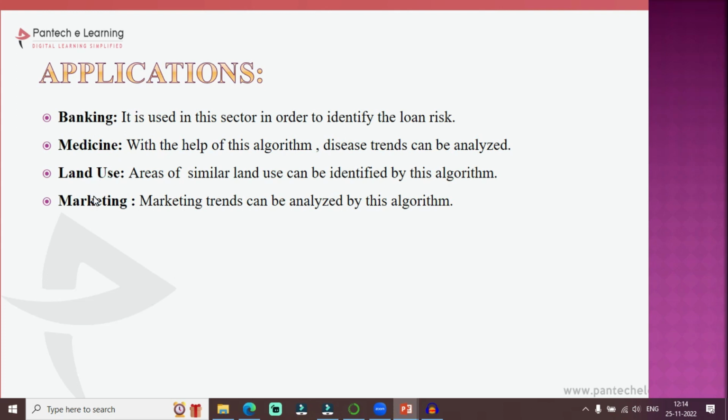It is used in land use. Areas of similar land use can be identified by this algorithm. Marketing trends can be analyzed. All these are the different applications of this random forest algorithm. Whenever I want to identify the loan risk, it is used in the banking sector, medicine, land use, marketing. Marketing trends can be analyzed by this algorithm. In the banking sector, it is used to identify the loan risk, whether a person is eligible for a loan or not.